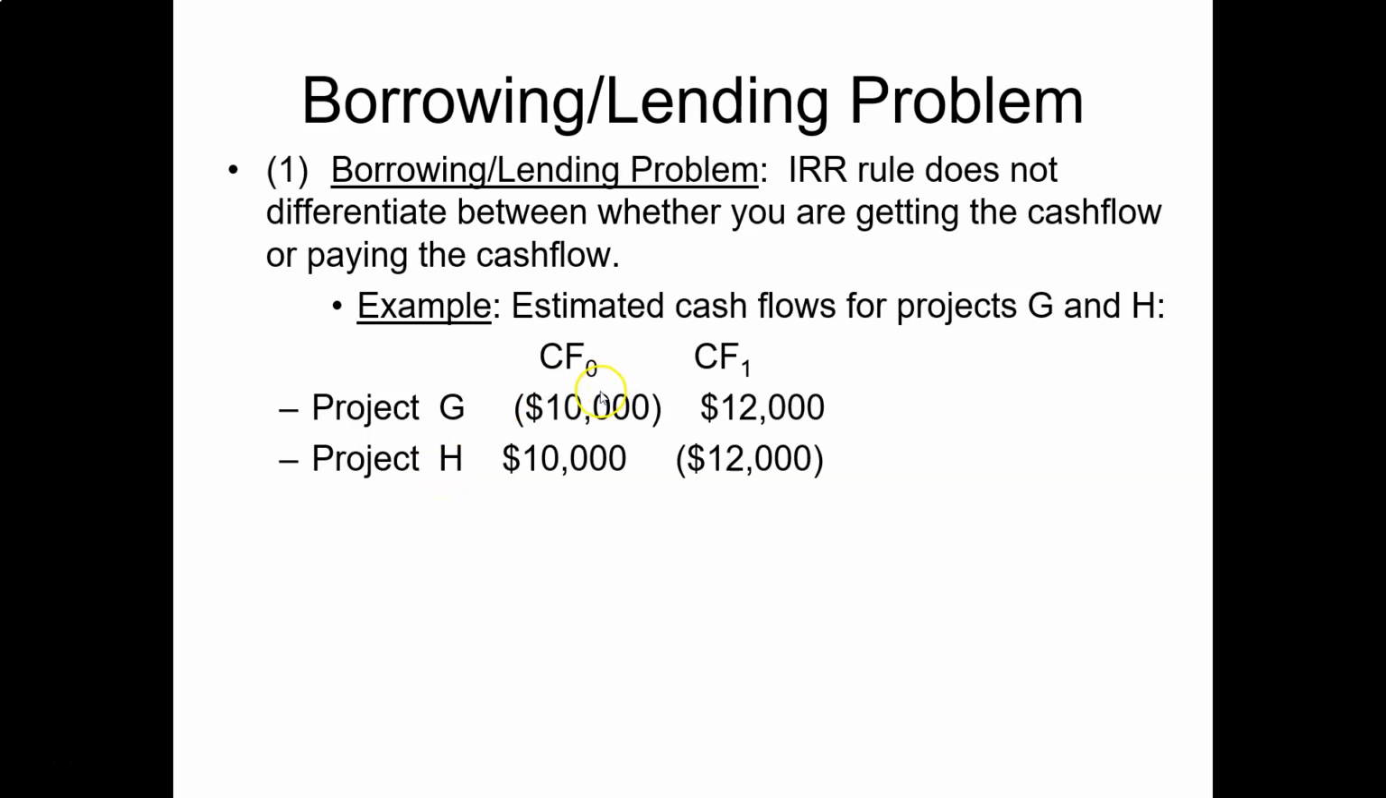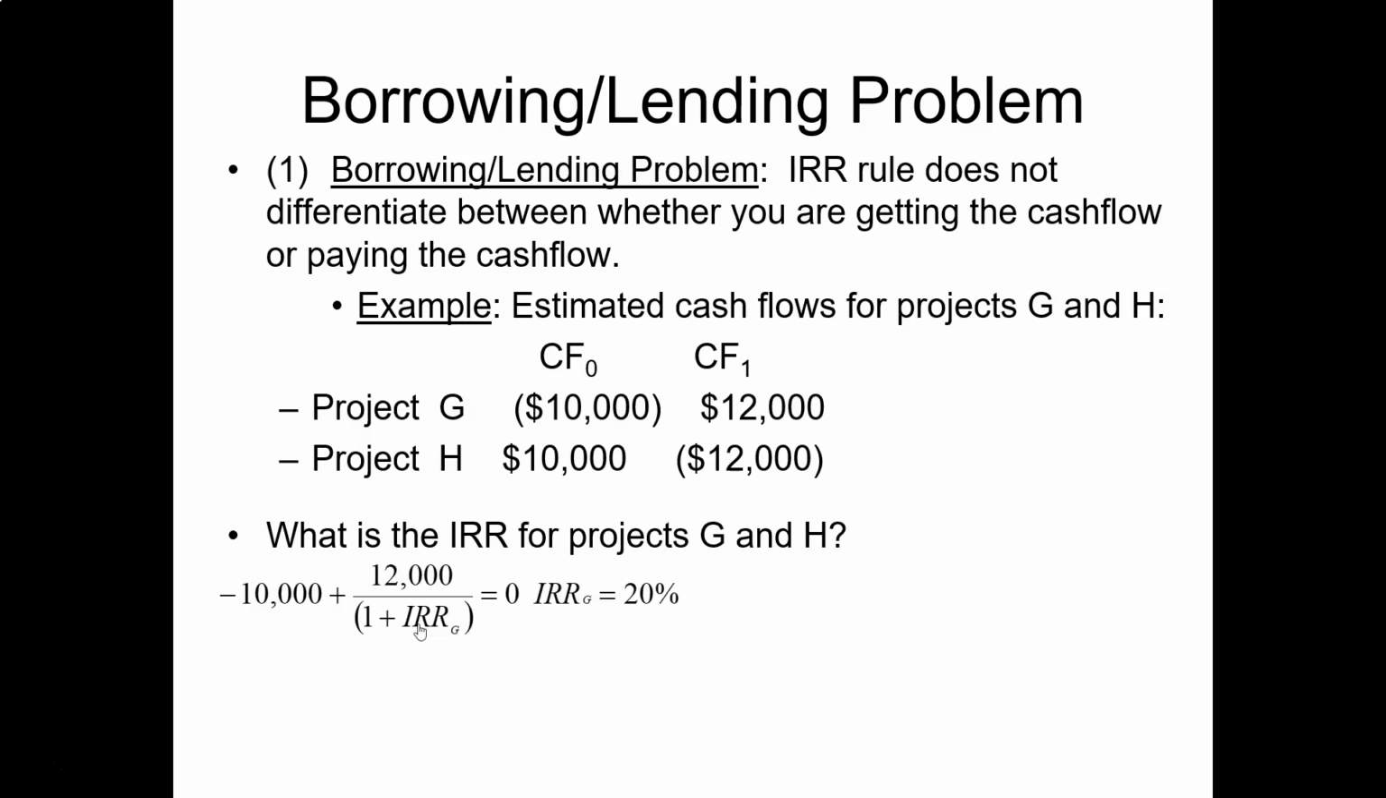In Project G, we pay an upfront investment of $10,000 in year 0, and 1 year later we receive revenue of $12,000. Project H has the opposite cash flow. In year 0, Project H gives you $10,000, and 1 year later you should pay $12,000. We can do a quick calculation for internal rate of return. Project G and Project H both have an internal rate of return of 12%.